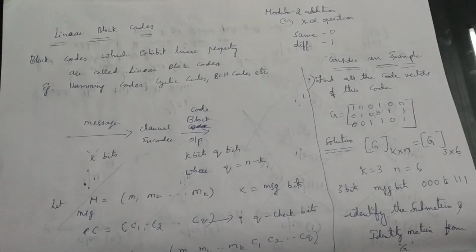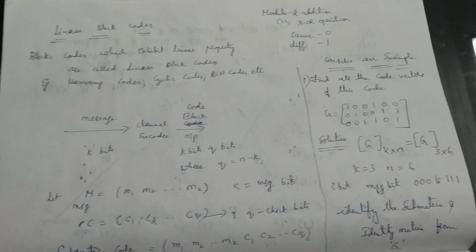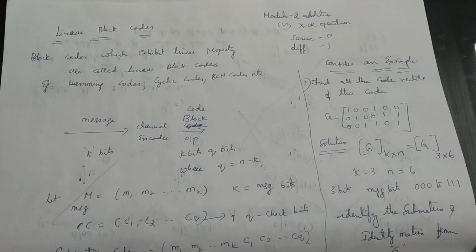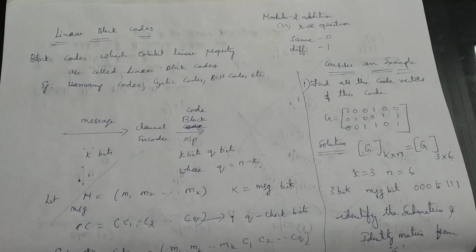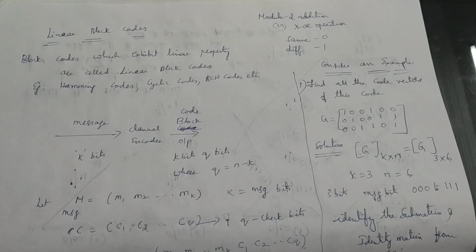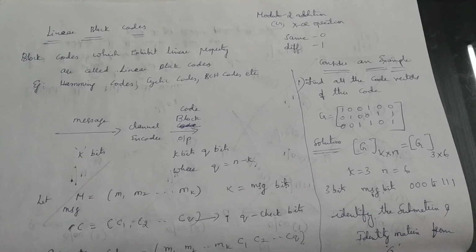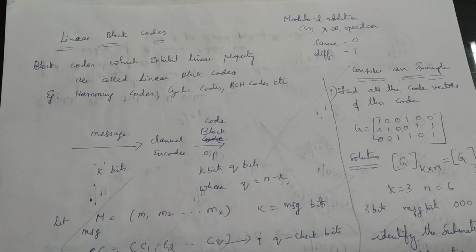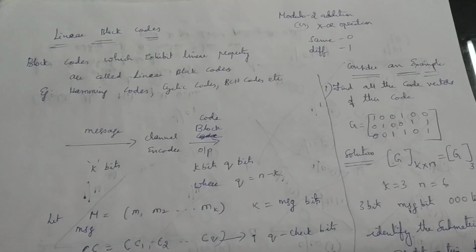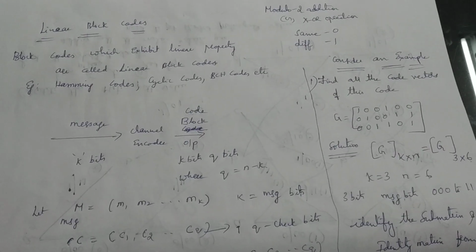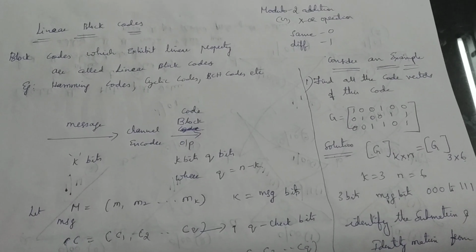Hello students, now let us see about the linear block codes. So already I said to you regarding the channel coding theorem, that is the channel encoder at the transmission side in digital communication. Here we are using linear block codes to generate those redundancy bits. Block codes which exhibit the linear property are called linear block codes. Examples are Hamming code, cyclic code, BCH codes, etc.